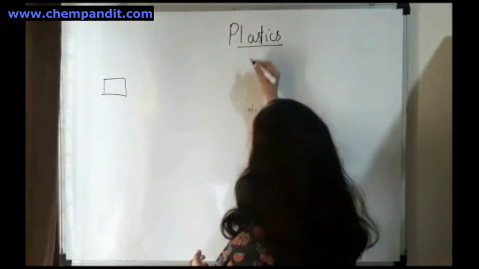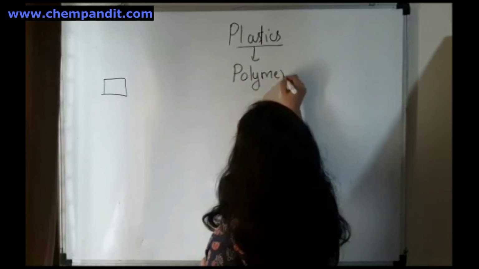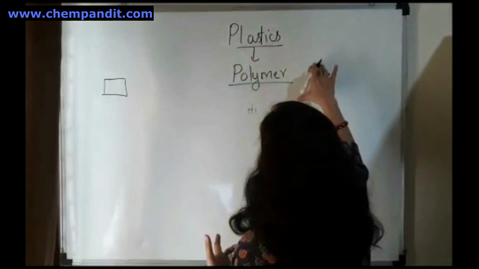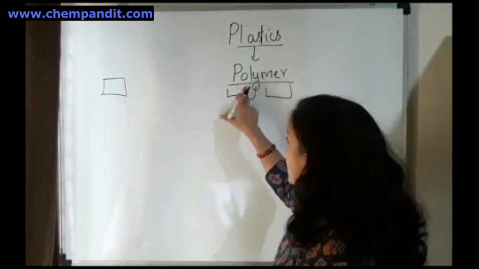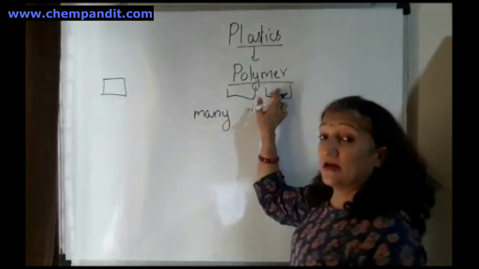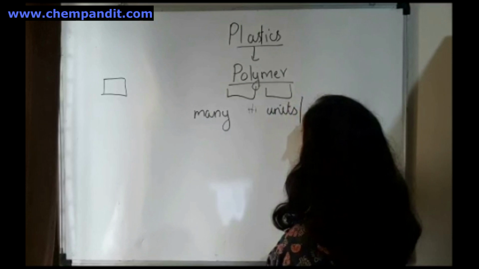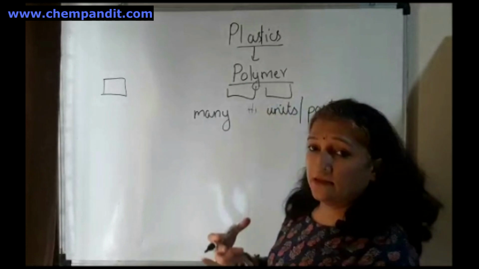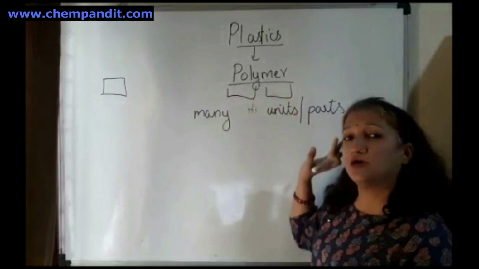Now plastic is basically a polymer. What is a polymer? This term polymer is actually made of two Greek terms. Poly is a Greek term meaning many. Mer again is a Greek word which means units or parts. Right? So we can define a polymer as a compound containing many units or parts.